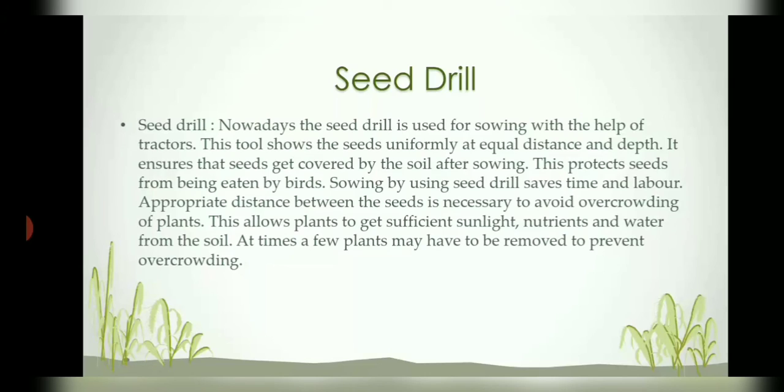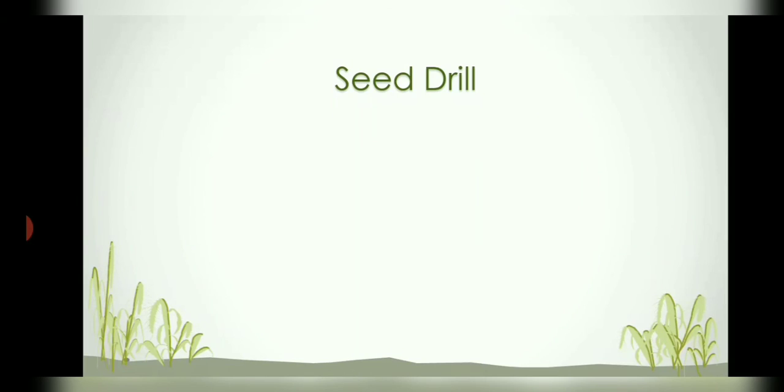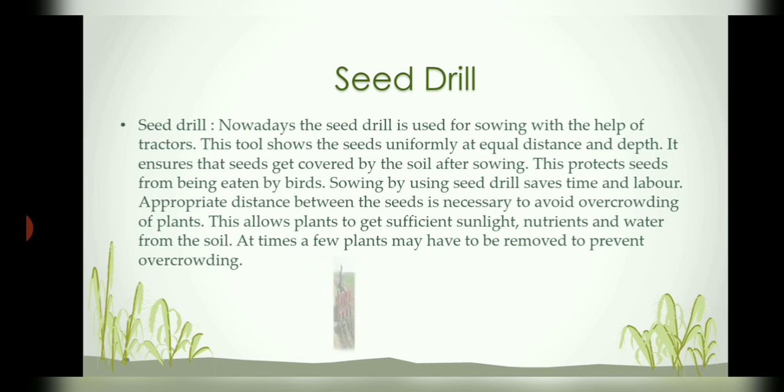Sowing done by using seed drill saves time and labor. Appropriate distance between the seeds is necessary to avoid overcrowding of plants. This allows plants to get sufficient sunlight, nutrients, and water from the soil. At times, a few plants may have to be removed to prevent overcrowding.